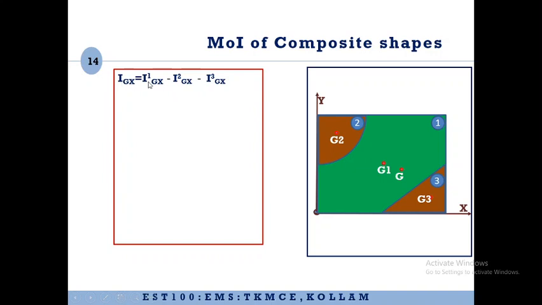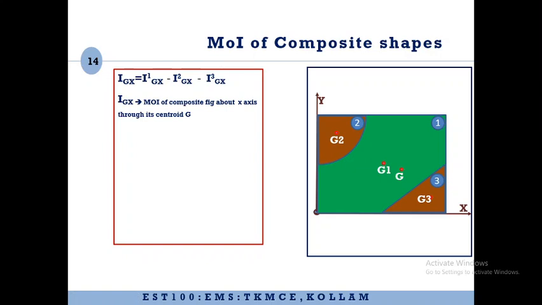So IGx will be equal to IGx of 1. The next two shapes we have to subtract, therefore minus IGx of 2 minus IGx of 3. Once again, the concept that we use here is the moment of inertia of the composite shape about any axis is equal to the sum of the moment of inertia of the simple shapes about the same axis. So the problem will be solved if we are able to find out IGx of 1, IGx of 2 and IGx of 3.